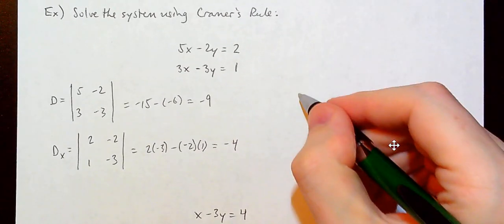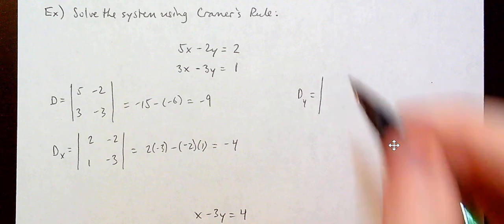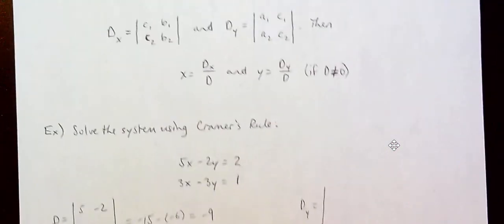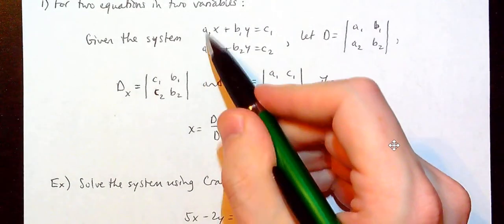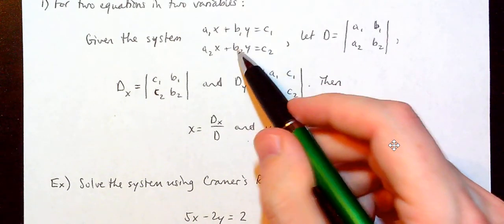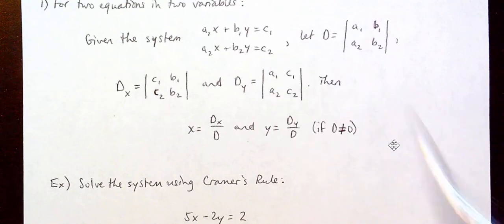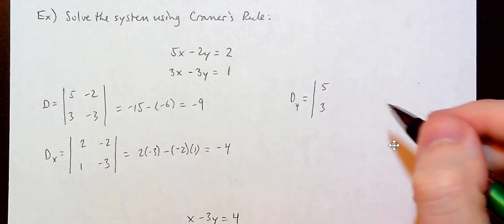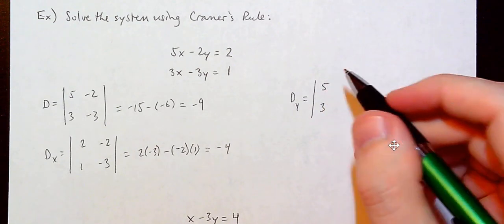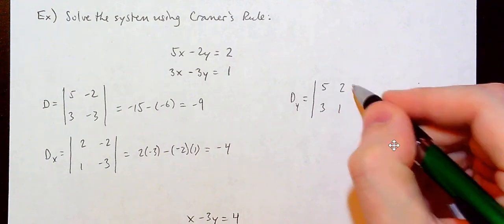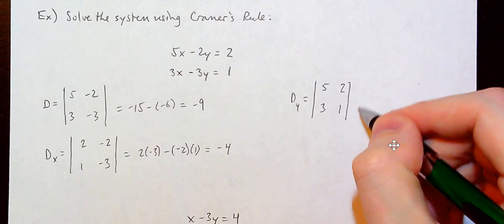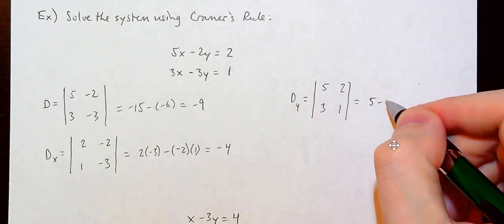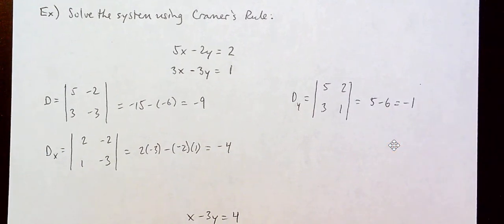We need D sub y. It's the determinant of the 2 by 2 matrix. Now here, the coefficients on the x's remain, but the coefficients on the y's get replaced with our c values. So here it's going to be 5 and 3 in the first column, and then instead of -2, -3, our second column will be 2 and then 1. And this determinant is going to be 5 times 1, or 5, minus 2 times 3, or 6, and that is -1.